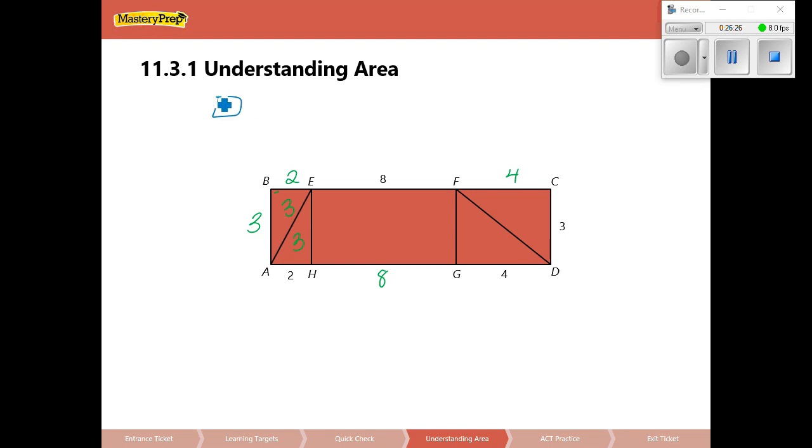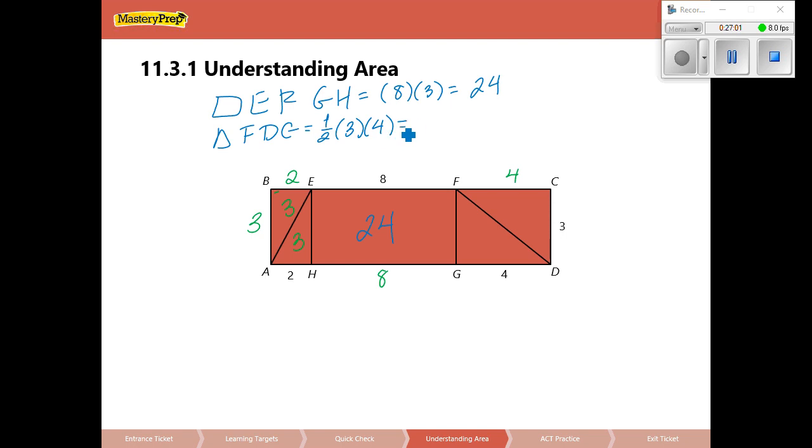So let's find the area of E, F, G, H. It'd be what? It'd be 8 times 3, which is? Here, this is triangle FDG. It would be 1/2 of 4 times 3 or 3 times 4. Half of 4 is 2, and 2 times 3 is.